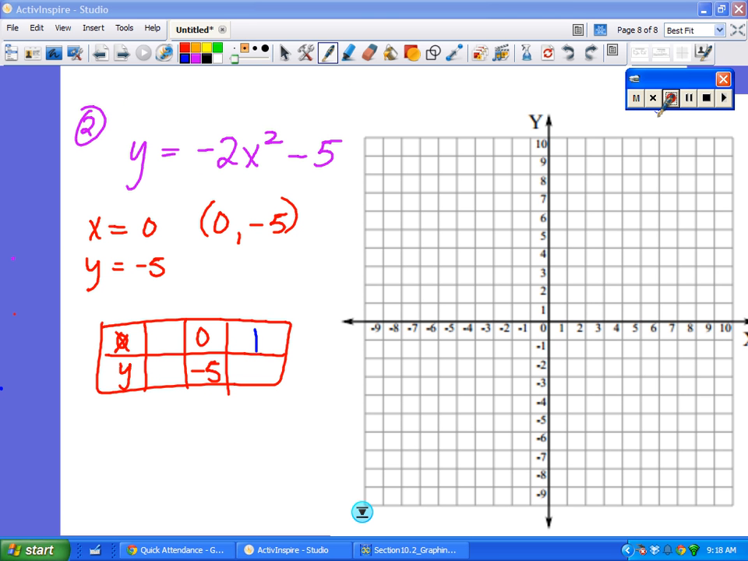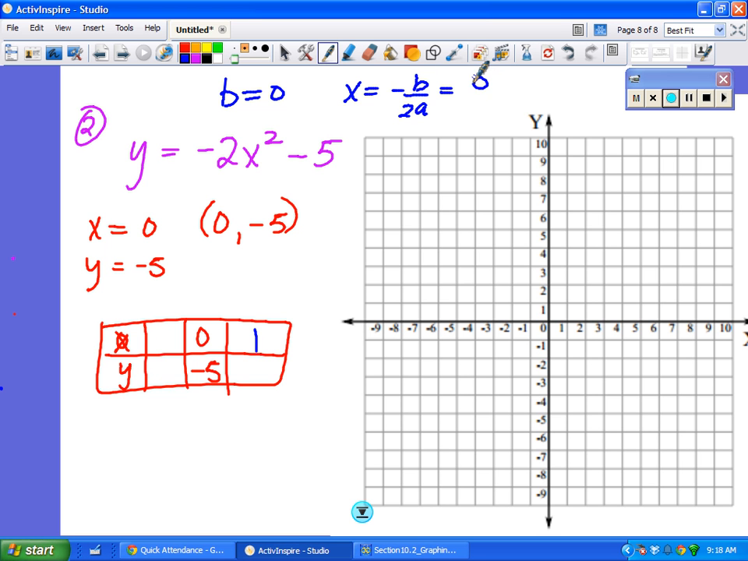So as we stated previously, for these types of problems, since there's no x term, b will always be equal to 0. And when you plug it into the formula, x equals negative b over 2a, since b is 0, the x of the vertex will always be 0. Then if you plug in 0, your y will always be your c, that number.